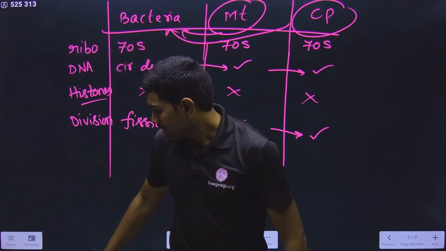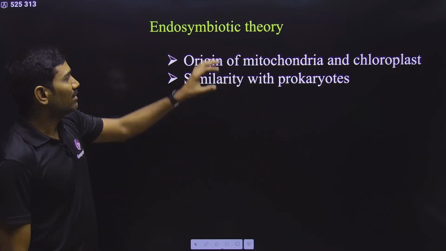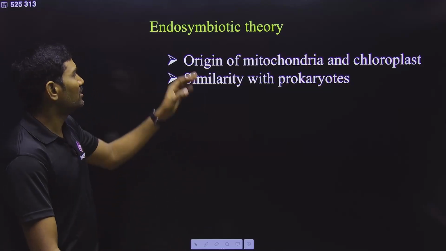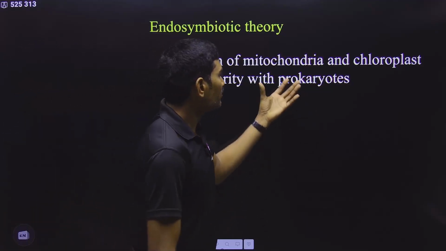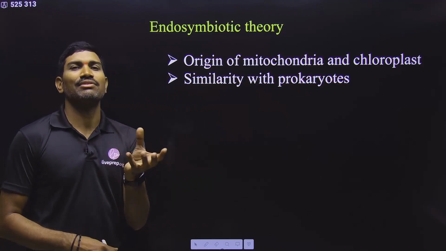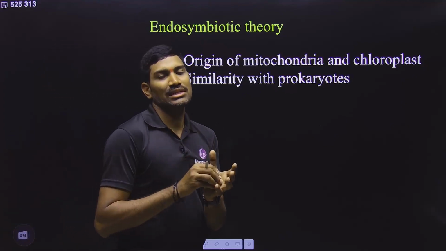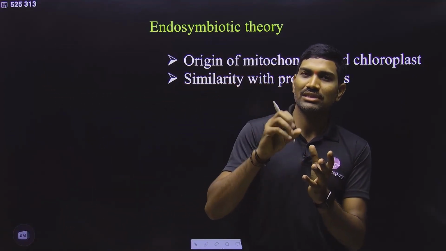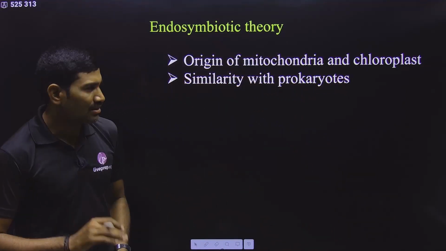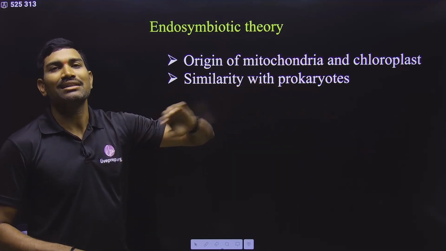So now we are talking about a hypothesis called the endosymbiotic theory. What does this theory say? In the beginning days of evolution, there was a free living organism, a free living bacterium. It engulfed some chemosynthetic bacteria, and that chemosynthetic bacteria slowly became mitochondria. This is the hypothesis they are giving. Clear? That's why they say there is a relationship between mitochondria and bacteria.